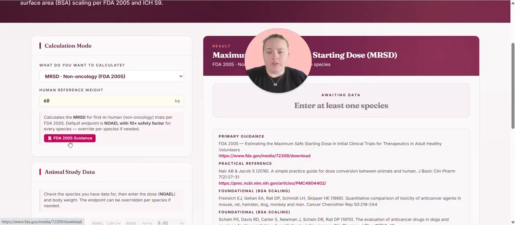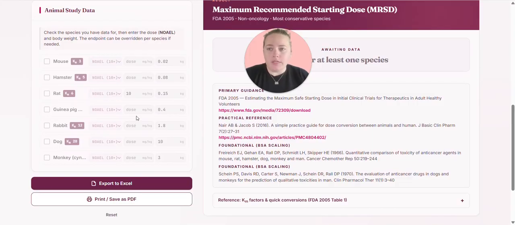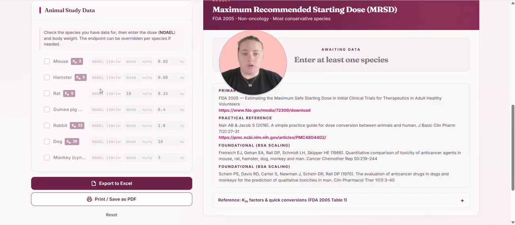And then right below that, you can see the FDA guidance that talks about all of this stuff, so you can get a little bit more in-depth understanding of it. So if we continue to go down, we'll stick to 60 for now. If you continue to go down, you can see you have your animal study data. And so this data is essentially your tox studies.